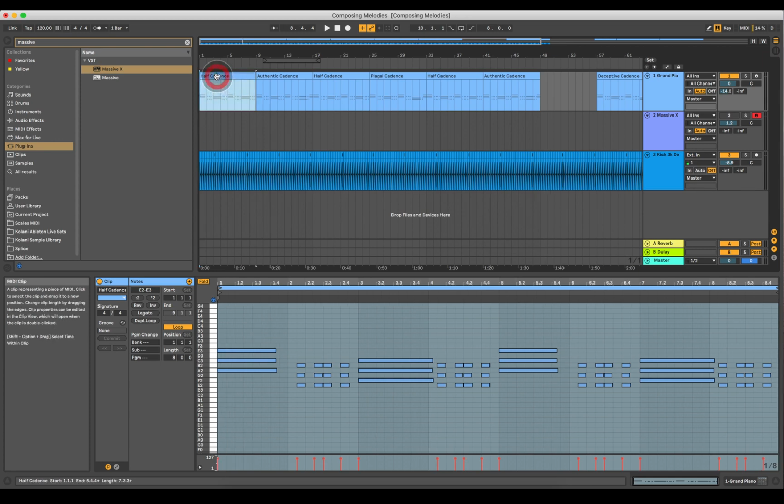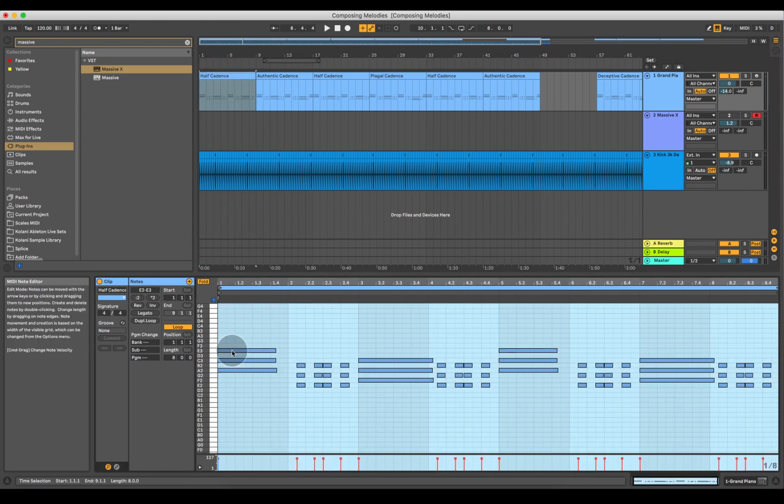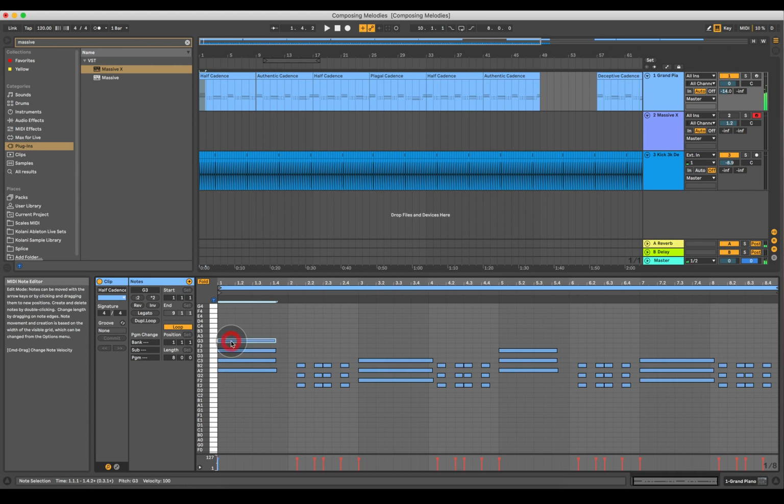So for example, the first phrase over here, we could take the C, move it to the seventh, and we would get an A minor seventh chord. We could also move this to the seventh. So now we no longer have a triad chord, we have a minor seventh chord. It just adds quite a bit of interest to it.